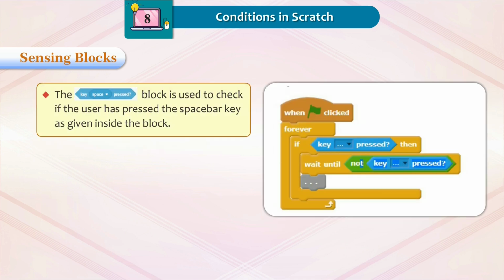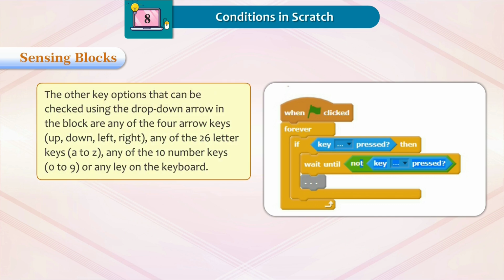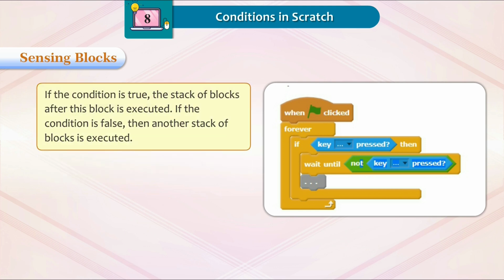The key space pressed block is used to check if the user has pressed the spacebar key as given inside the block. The other key options that can be checked using the drop-down arrow in the block are any of the 4 arrow keys, up, down, left, right, any of the 26 letter keys A to Z, any of the 10 number keys 0 to 9, or any key on the keyboard. If the condition is true, the stack of blocks after this block is executed.